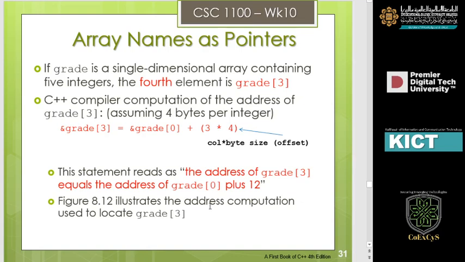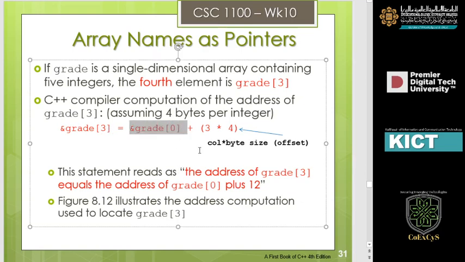Let's look at one example. The address of grade[3] here would equal the address of grade[0] plus the offset. Assuming here that one integer is 4 bytes, we have to multiply 3 times 4. So 4 bytes times 3 for the number of elements we are moving.